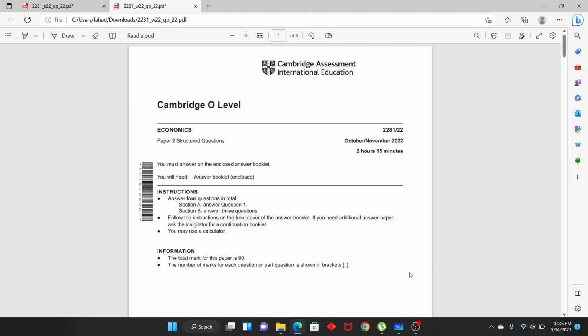So first of all, I'll be talking about some of the command words. There are command words which say explain, state, describe, and maybe if the question is saying analyze. We don't know how to use these command words.